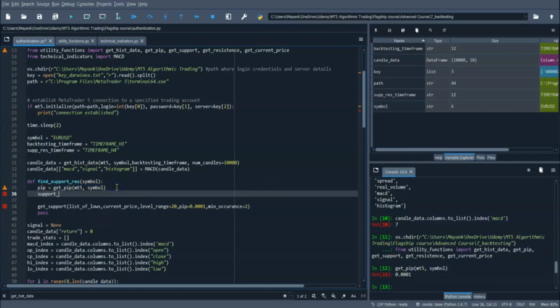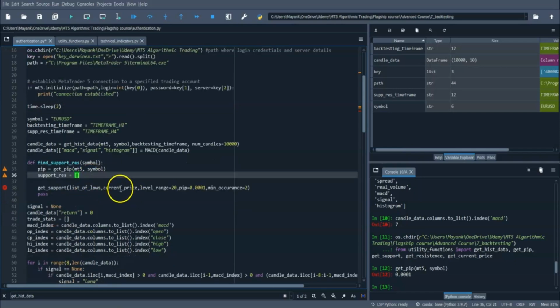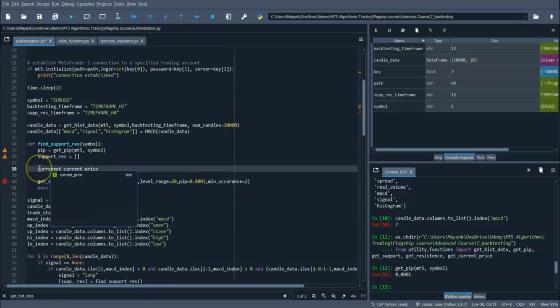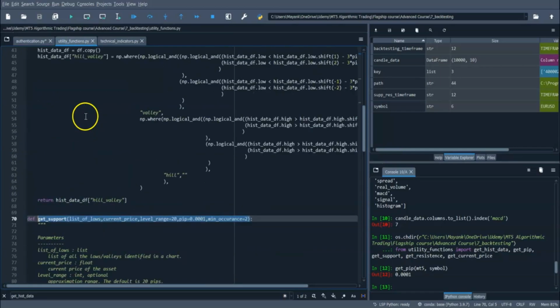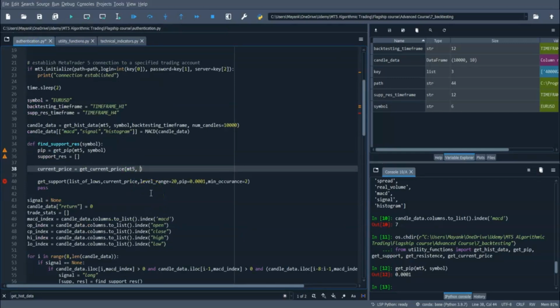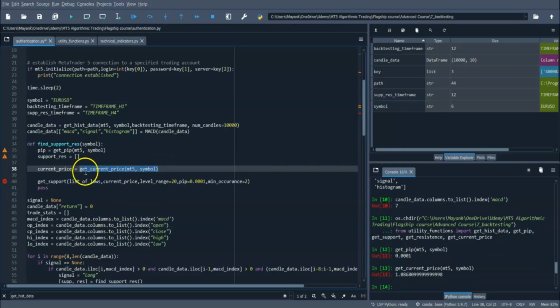Then let me create the variable which we will return from this function, support resistance. It's going to be a list. The first value would be the support and the second value would be the resistance. Then we have to get the current price here as well. I've already imported get current price, so let's use that. Current price is equal to get current price. What do we need to pass for current price? MT5 and symbol. Let us quickly check what is the current price for Euro USD right now. It is 1.087, so that's fine.